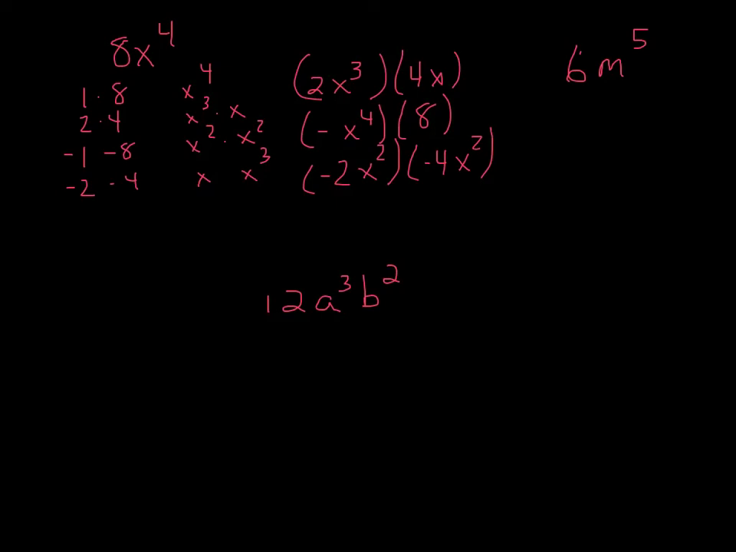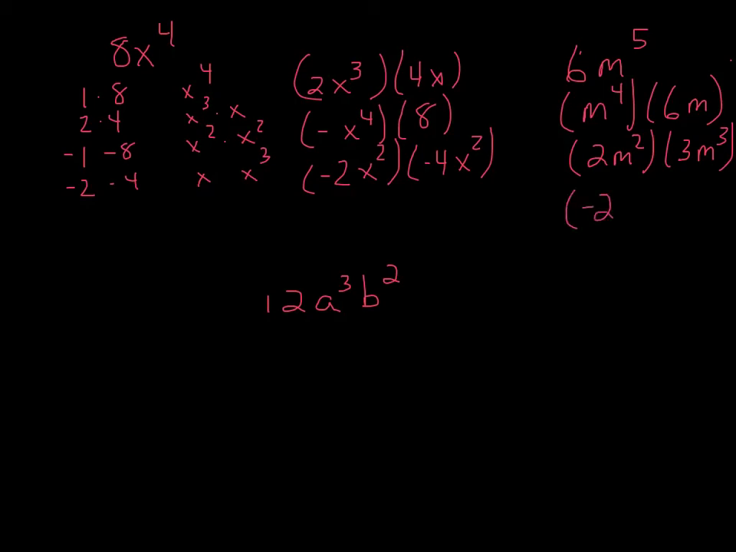Now for the next one, I'm not going to do all the breaking it down. I'm just going to go ahead and write a couple. So 6 could be 1 and 6. So let's do just m to the fourth times 6m. So you multiply together, m to the fourth times m is m to the fifth with 6. There you go. We have 2m squared times 3m to the third. And then we're going to go negative 2m times negative 3m to the fourth power. So those are all 3 different options there.